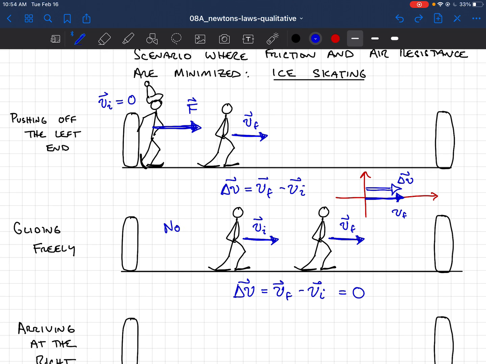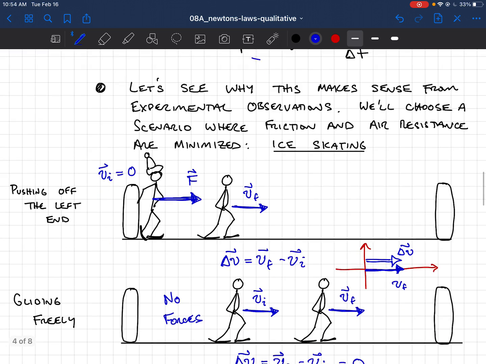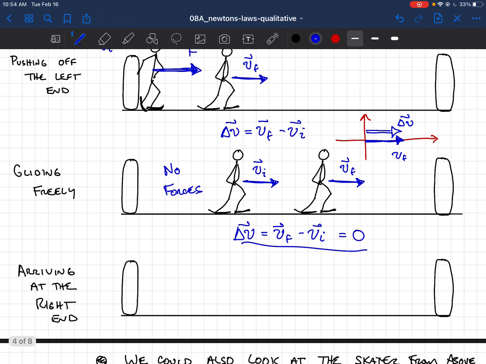No forces leads to no change in the velocity. So again, this agrees with Newton's law. And finally, you arrive at the other side. So let's draw you over there.